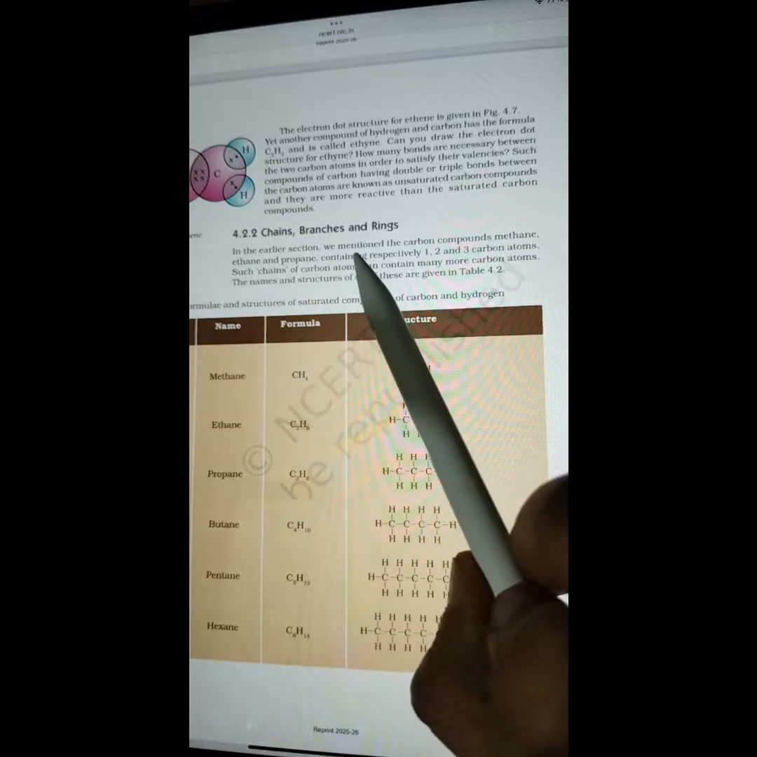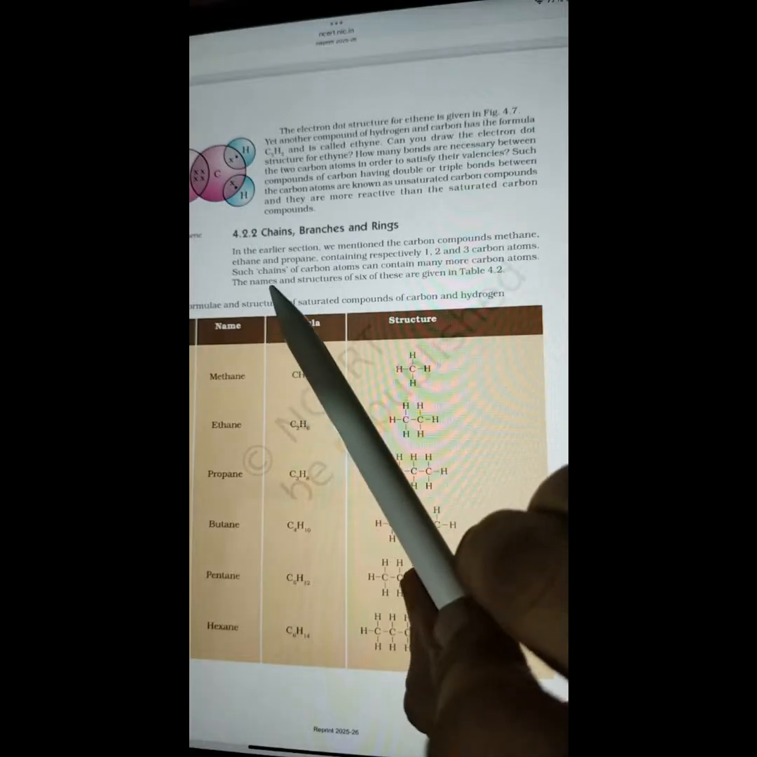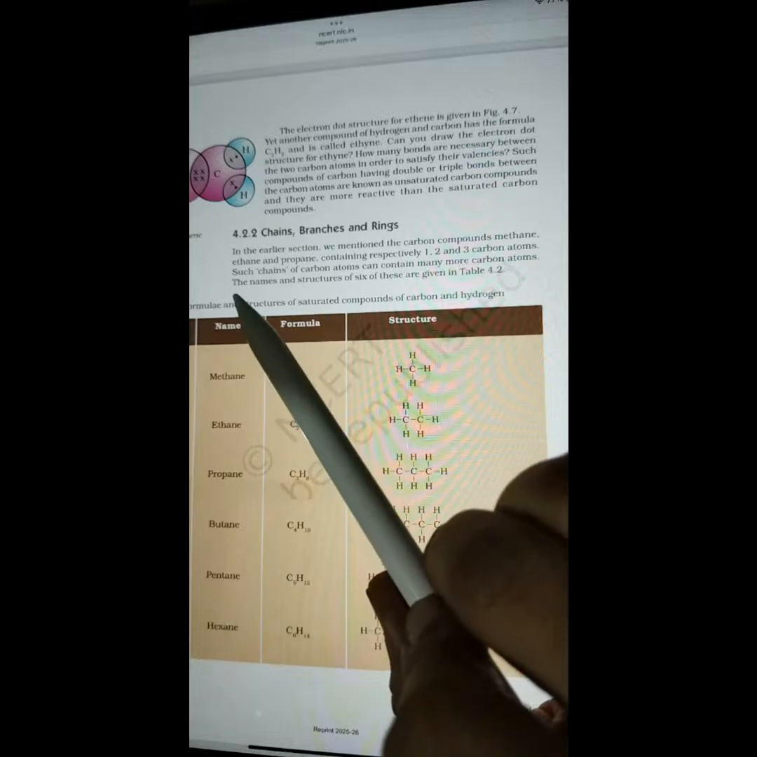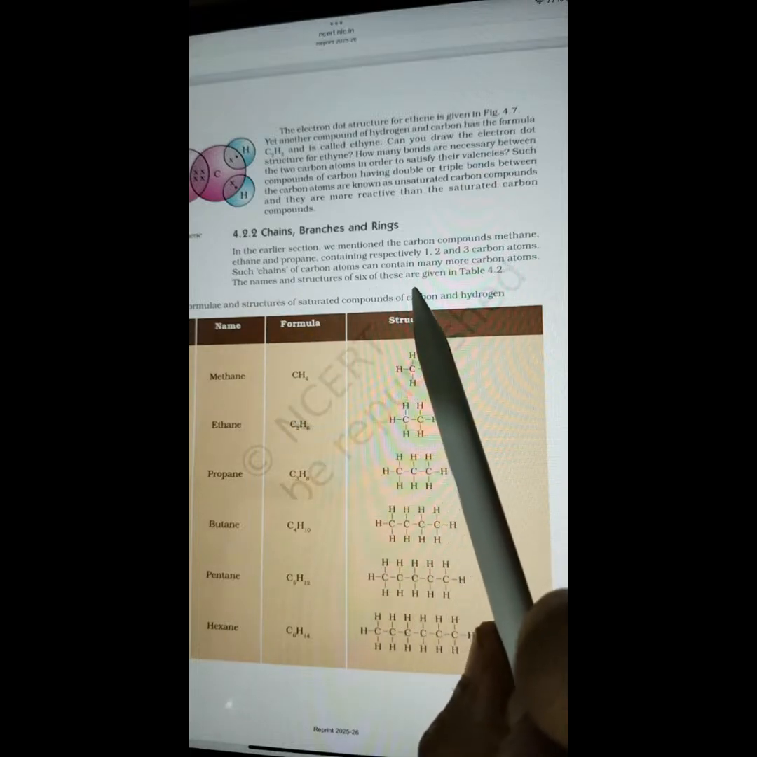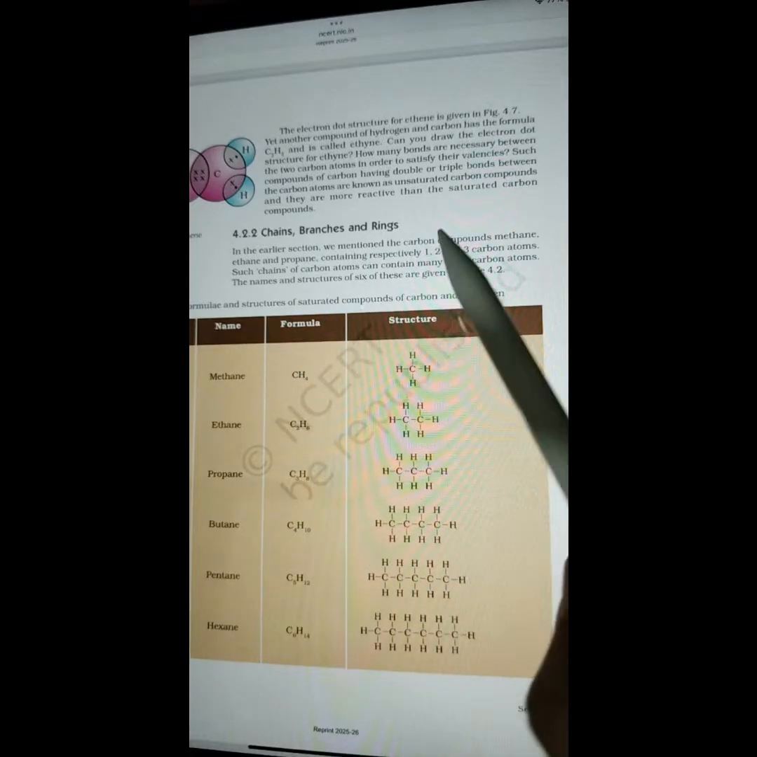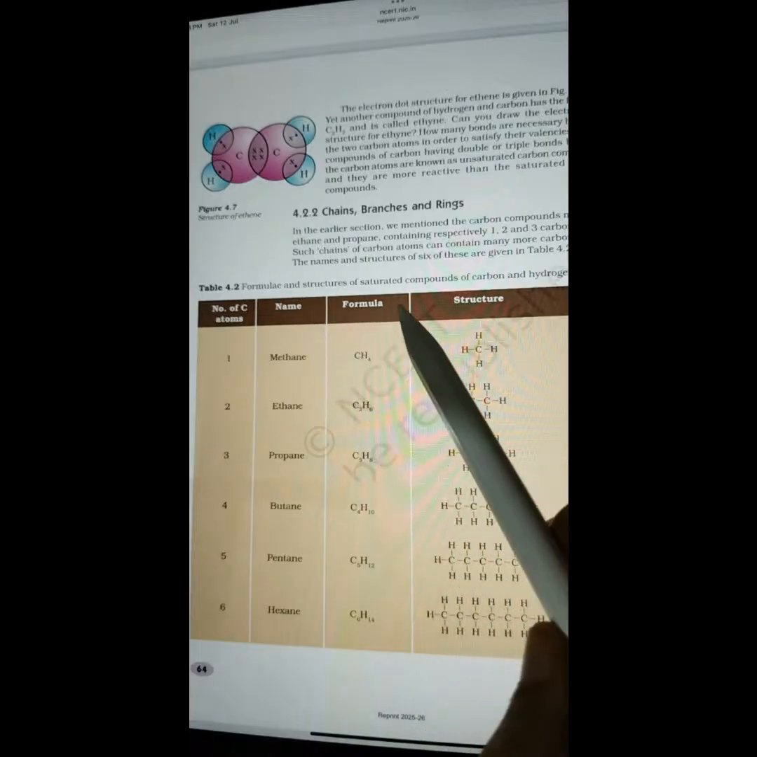4.2.2 Chains, branches, and rings. In the earlier section, we mentioned the carbon compounds methane, ethane, and propane, containing 1, 2, and 3 carbon atoms respectively. Such chains of carbon atoms can contain many more carbon atoms. The names and structures of 6 of these are given in table 4.2. So here is table 4.2, which gives you the formulas and structures of saturated compounds of carbon and hydrogen. They have given you the hydrocarbon homologous series of methane, ethane, propane, butane, pentane, hexane.